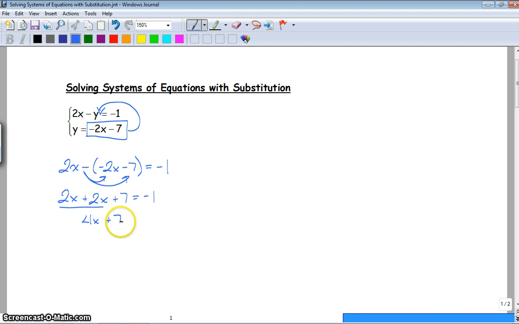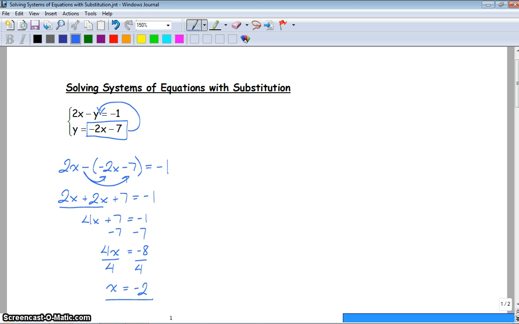4x plus 7 equals negative 1. Subtract 7 from both sides. 4x equals negative 8. Divide both sides by 4. And x equals negative 2. So now we found the solution for one of the variables.